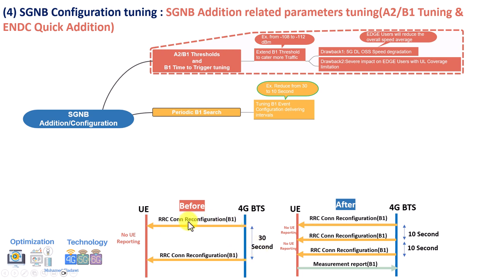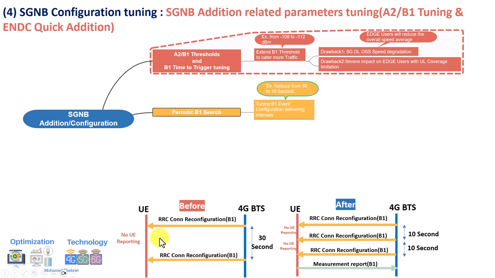So if the RRC configuration is delivered with B1 thresholds and there is no UE reporting, nothing here, the user will maybe stay in 4G for a longer time. But if periodic is enabled, there will be a periodic delivery of the configuration. Even if there is no 5G coverage, it will again deliver the RRC configuration B1 for the users here.